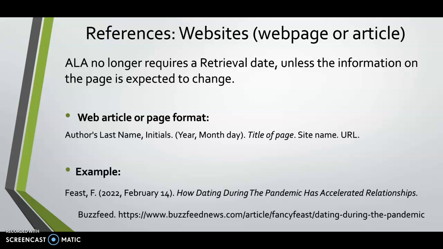But for the web article, it is similar to the citations we've gone over before. You're going to have the author's last name and their initials. In this case, you would put the year and the month and day that the article was created, if that is available. You put the title of the web page in italics, and then whatever the site name is that you got this page from. Then the URL. So, of course, the person who is reading your references page can go back and look at that source for themselves. And I've given you an example down here from BuzzFeed.